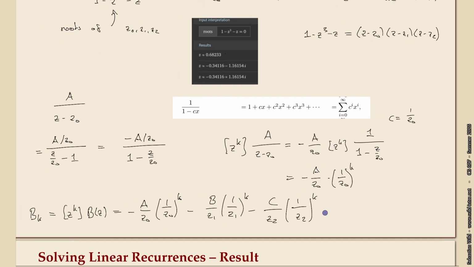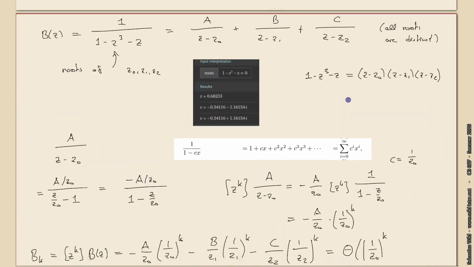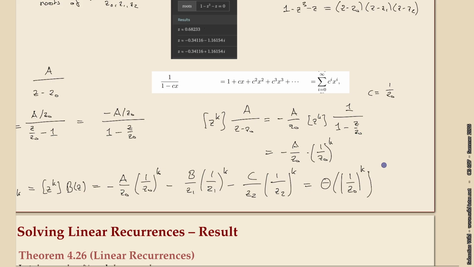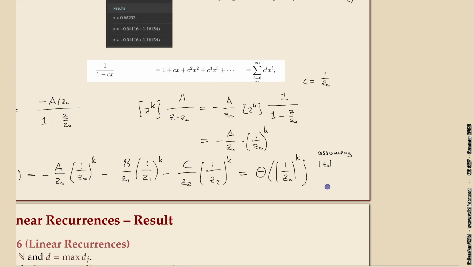So this will be asymptotically the same, if we get rid of the constants. Let's say 1 over z0 is the one that has the largest absolute value, assuming that the absolute value of this root is smaller than the absolute values of the others. We want the reciprocals to be larger. The one that has the largest reciprocal is the one that dominates the growth, and that's the one that has the smallest absolute value.